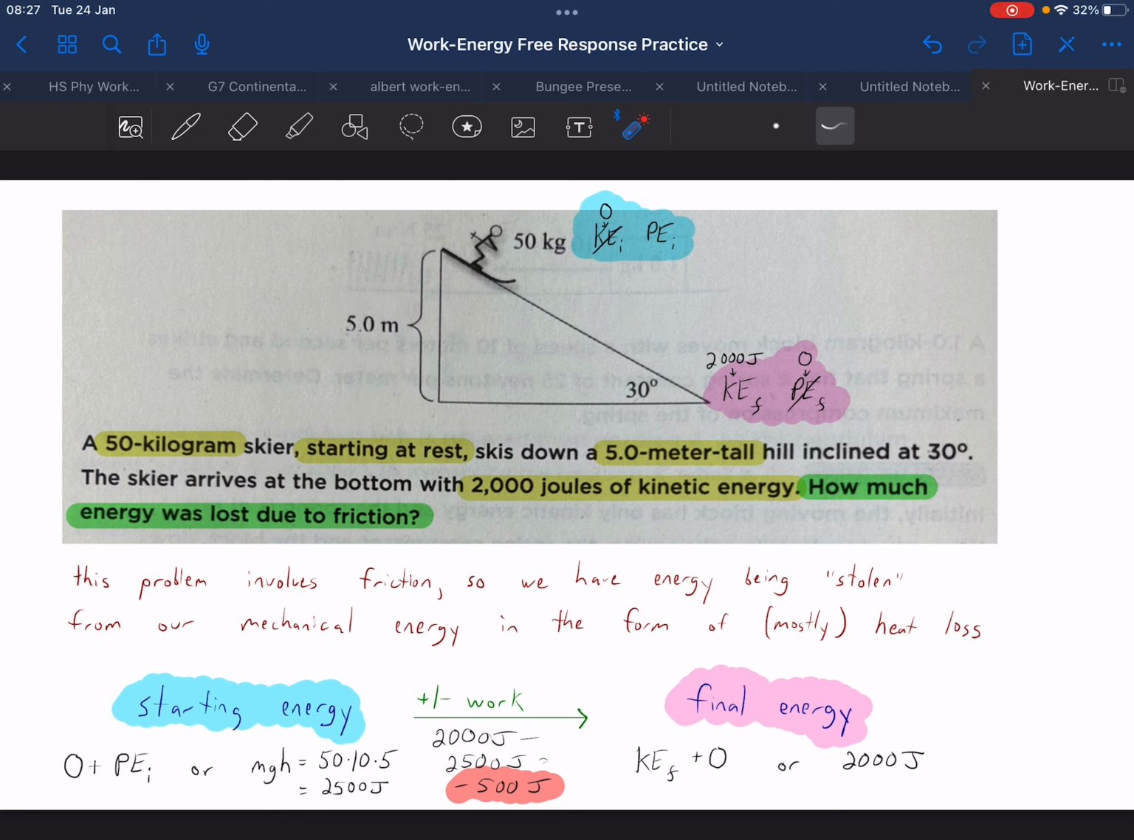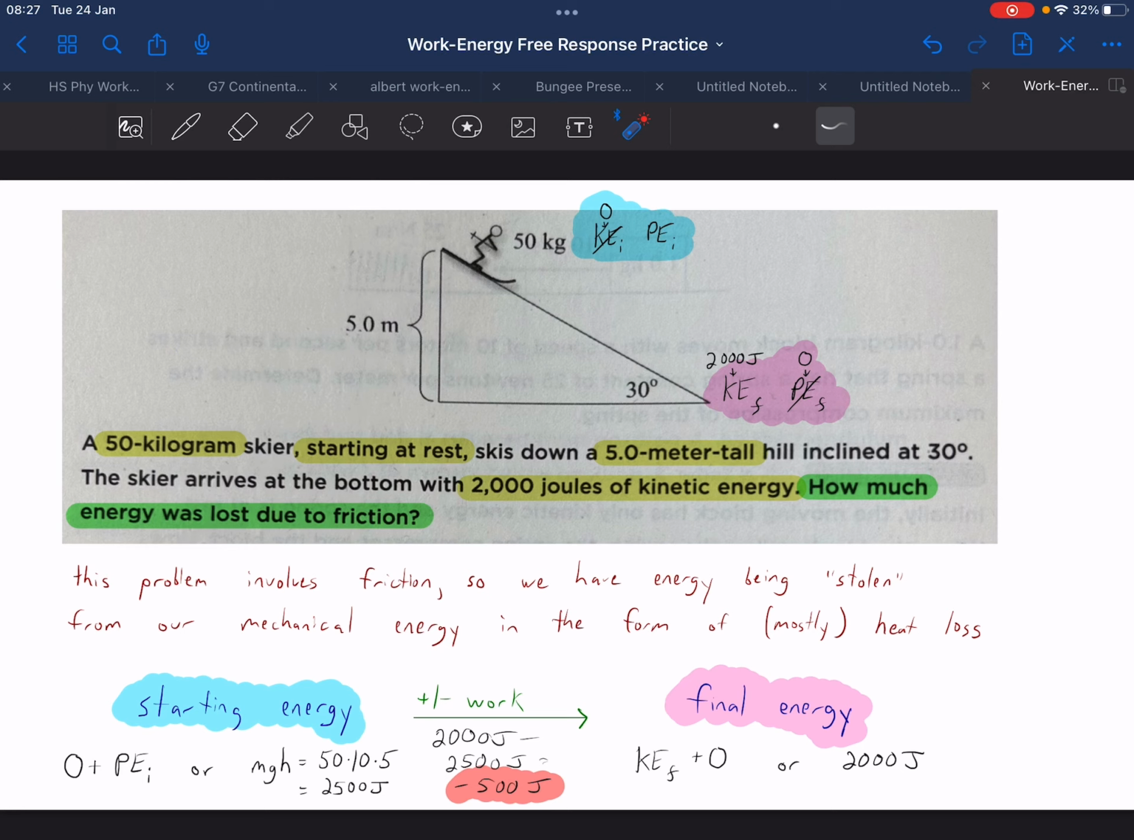So this problem says a 50 kilogram skier starting at rest skis down a 5-meter tall hill inclined at 30 degrees. The skier arrives at the bottom with 2,000 joules of kinetic energy. How much energy was lost due to friction?